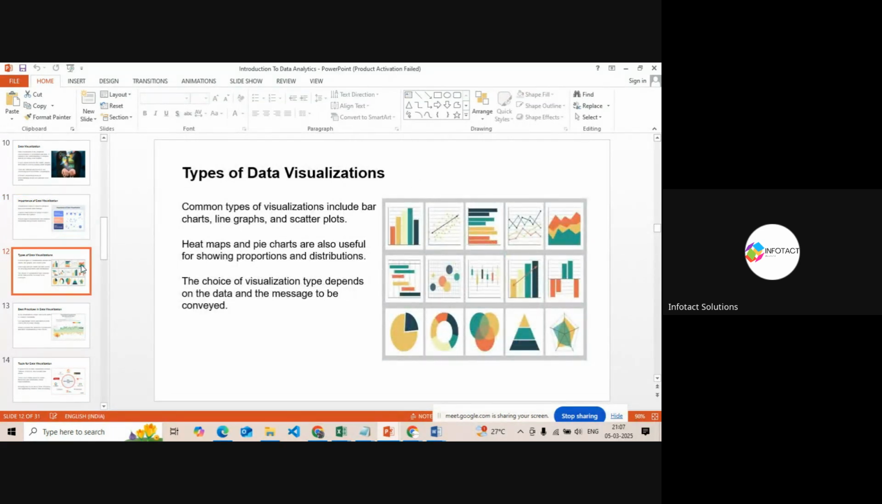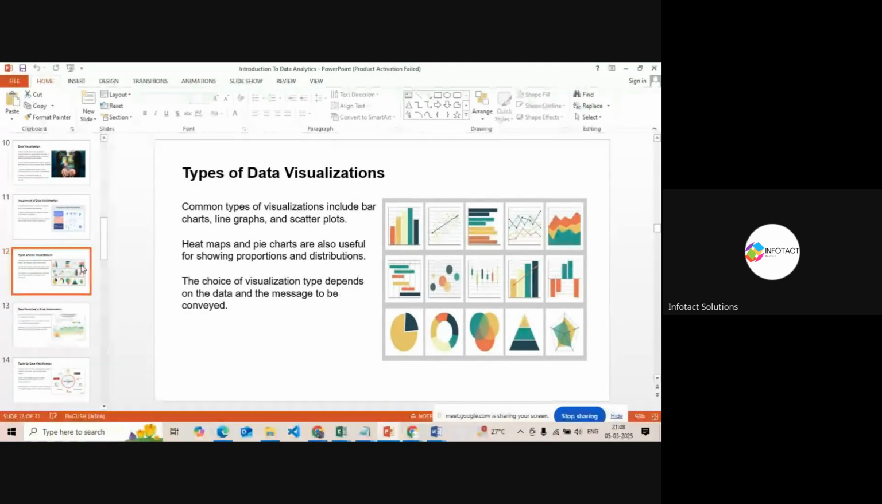The types of visualization. So what are the various types of visualizations? Now, let me tell you. Here you can see some of the types. Now, do you know what a tree map is? Anyone here? What is a tree map? Anyone knows? Sir, a hierarchy based model.